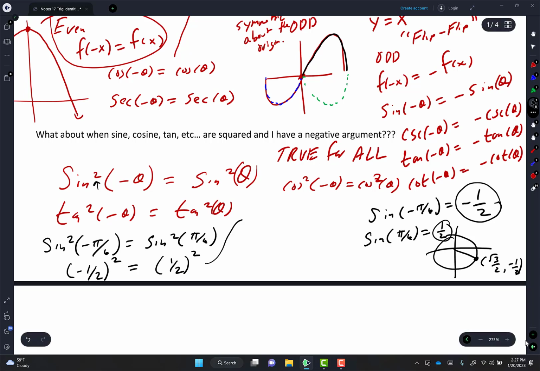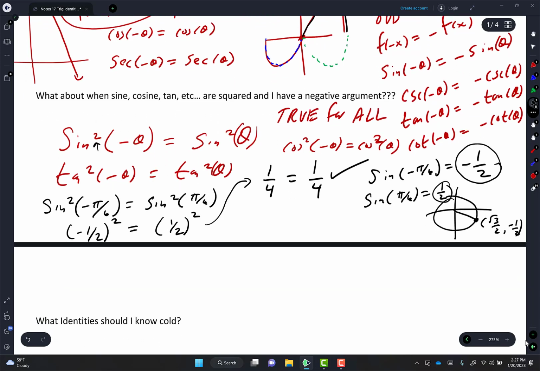Negative half squared, negative times a negative is a positive. So there it is, 1/4. And on the right-hand side, 1/2 times a half is again 1/4. Does 1/4 equal 1/4? Check mark. So you can see it always works. I'm just proving it to you guys that it works. Yay or nay? All right. Perfect. I think we're good. We're doing good timing. You guys are super smart.